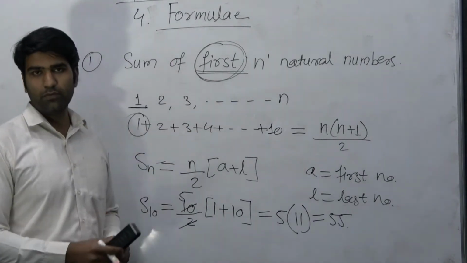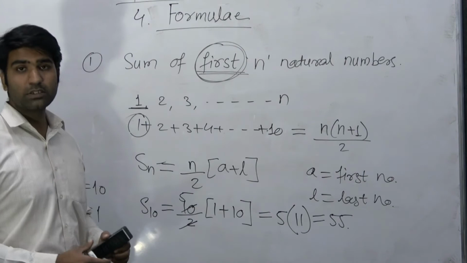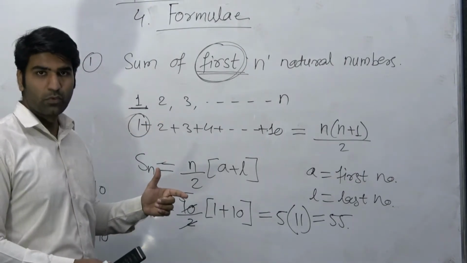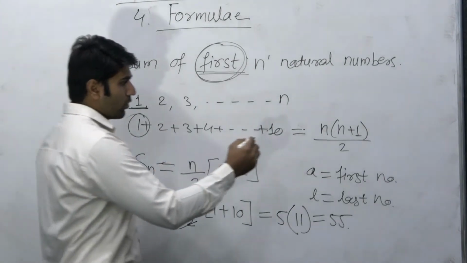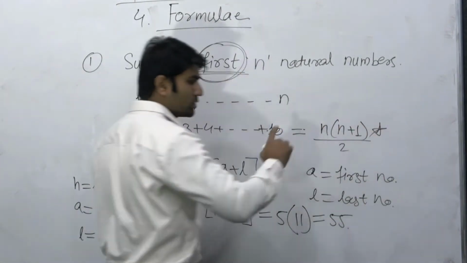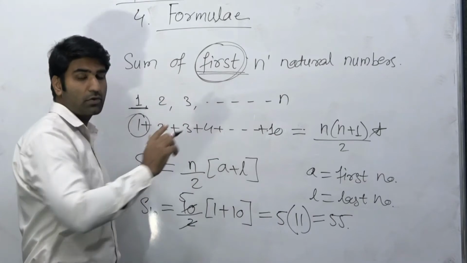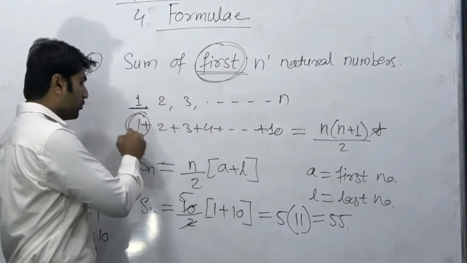Okay. So both these formulas we can use for counting sum of n natural numbers. But what is the difference between these two formulas? When to use this formula and when to use this formula. So this formula is used only when the series starts with first number, that is from 1.